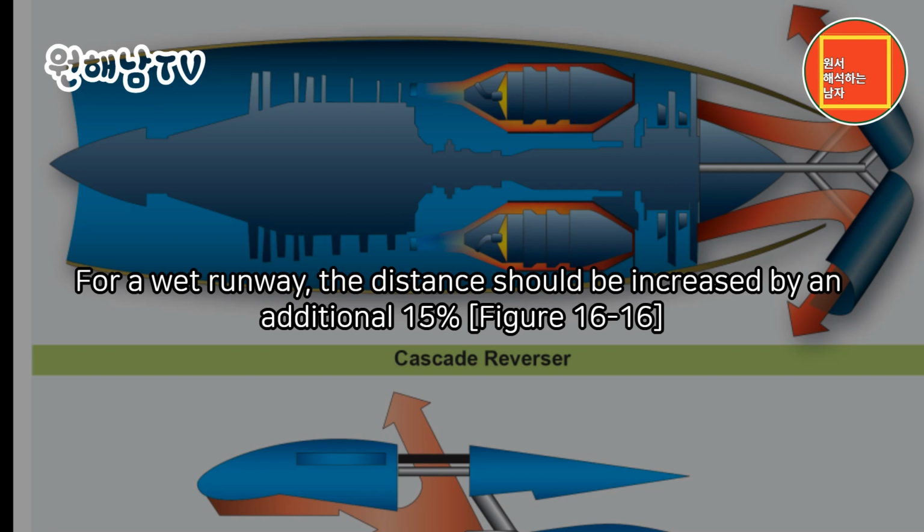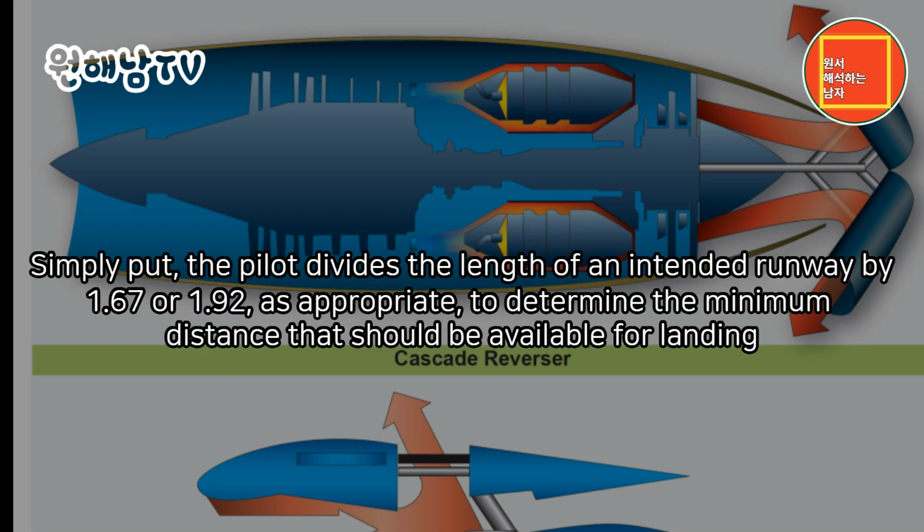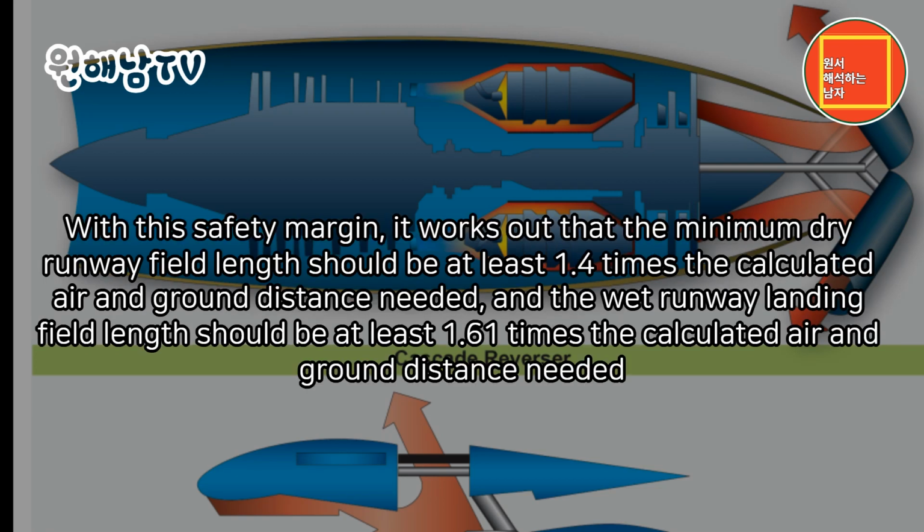Figure 16-16. Simply put, the pilot divides the length of an intended runway by 1.67 or 1.92, as appropriate, to determine the minimum distance that should be available for landing. With this safety margin, it works out that the minimum dry runway field length should be at least 1.4 times the calculated air and ground distance needed, and the wet runway landing field length should be at least 1.61 times the calculated air and ground distance needed.